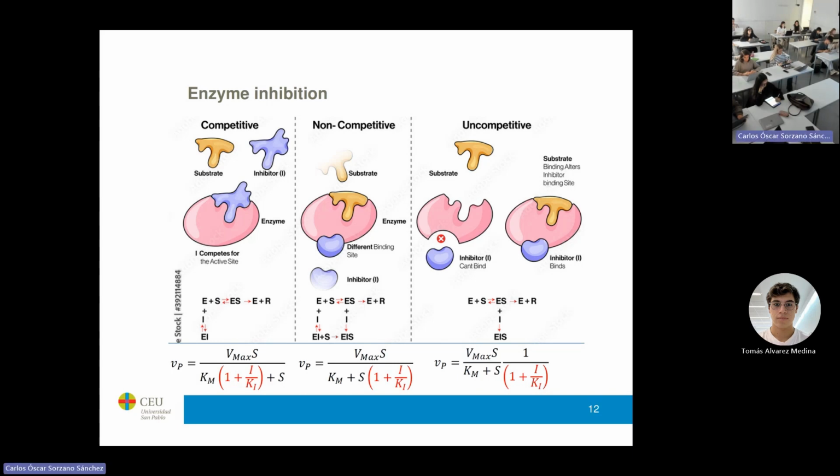And now a different way of working could be uncompetitive binding. So the inhibitor doesn't bind originally, but once the substrate binds, now the inhibitor can bind. And now this compound here is sequestered and forms something else, and the product is never released. And then the equation is this one. So depending on what you want to simulate, you may use one different equation.